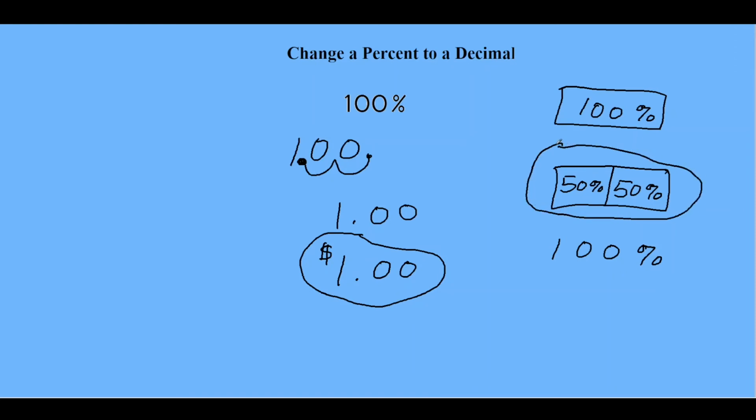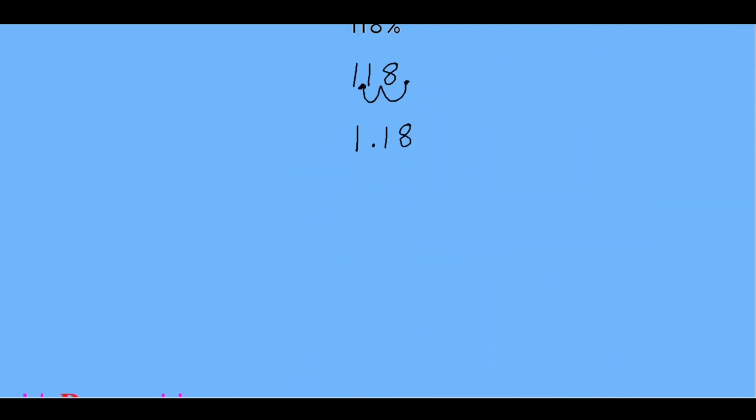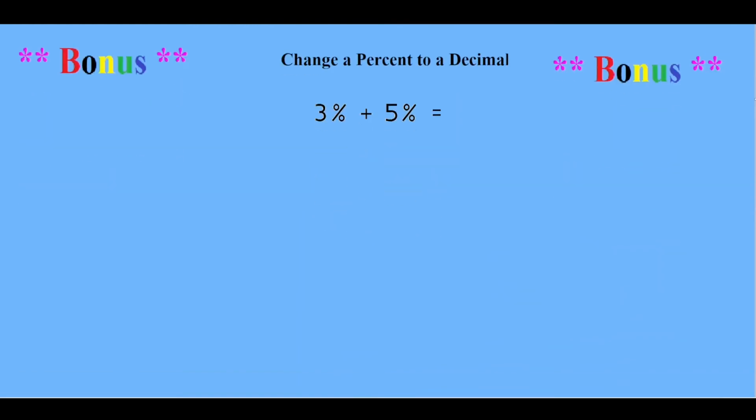If I broke the candy bar into 100 pieces, each percentage would be 1%. In further videos, we'll really get into that. Okay, so let's go to our favorite part of our video, the bonus question. Okay, so I have 3% plus 5%. Now I could do this one of two ways. So let's try this way first.